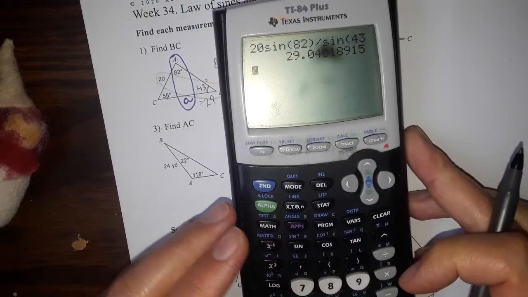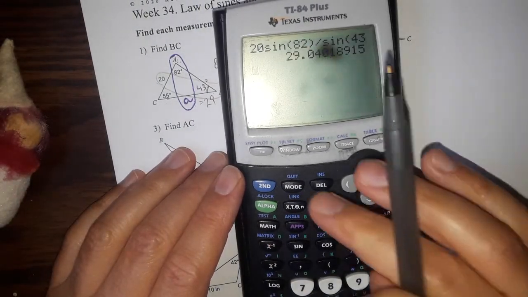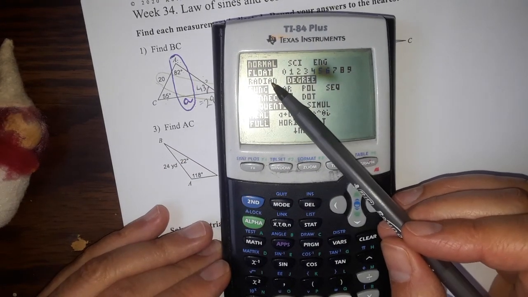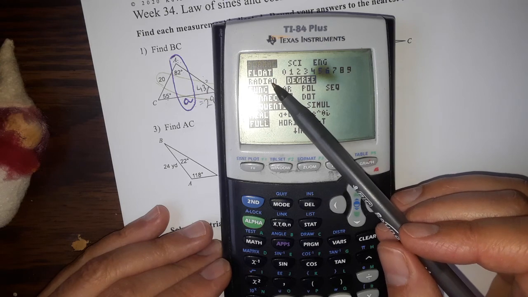Be careful when you compute with the calculator. Be careful. You have to be using degrees in here. If you're using radians, you would get a completely different answer. Okay.